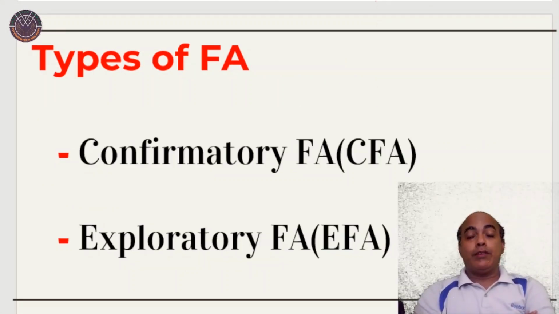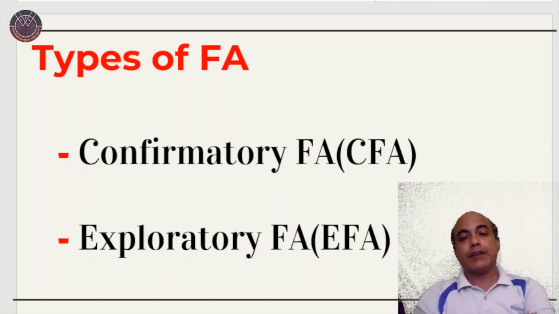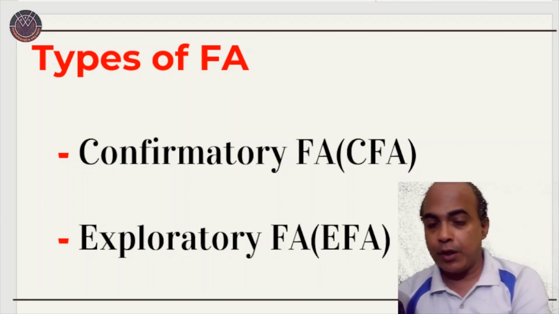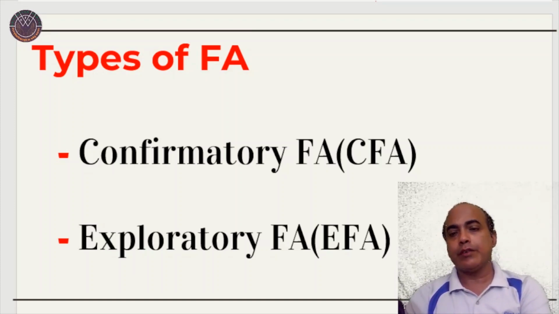So now we will see the different types of factor analysis. I have already named them. I have already stated them earlier. One is confirmatory factor analysis and the second one is exploratory factor analysis. As the name suggests, confirmatory factor analysis is used whenever there is an already established theory or established equations where we have got a particular model or a particular set of relationships among variables.